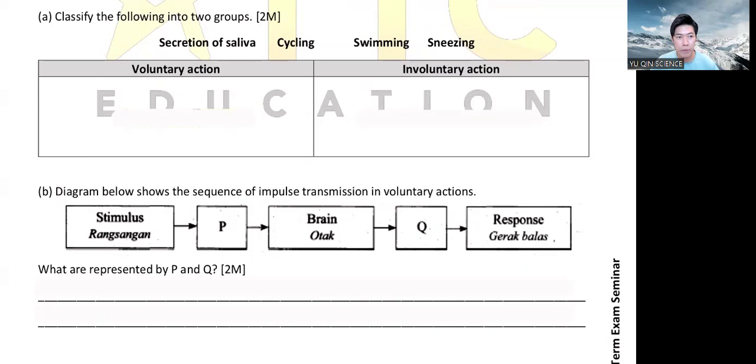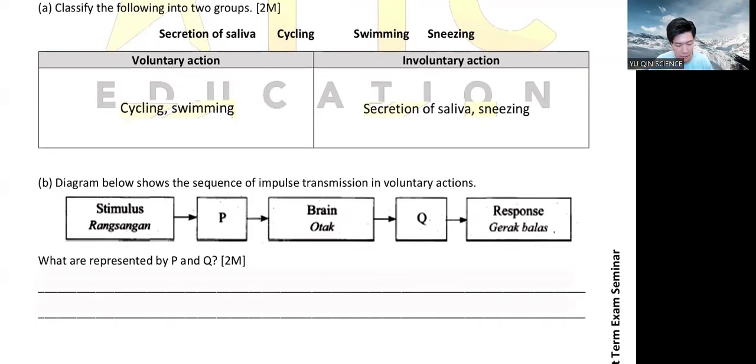Okay, good. Shouldn't be a problem. That's a very straightforward thing to separate. So voluntary means things that you choose to do. So cycling, swimming, simple. Involuntary means the opposite. Secretion of saliva. Saliva coming out is not under your control. Sneezing, coughing. You have examples.